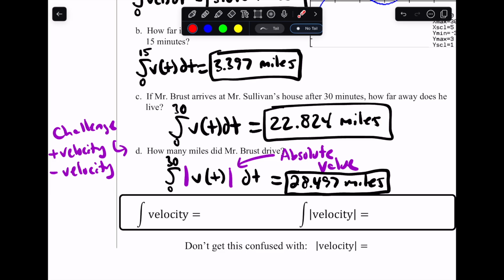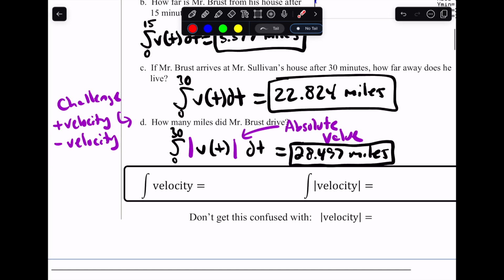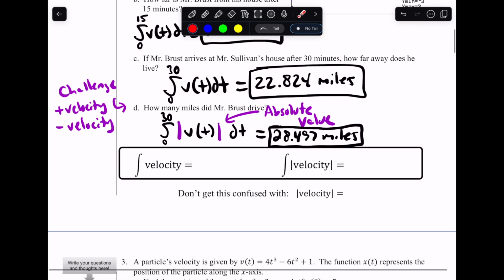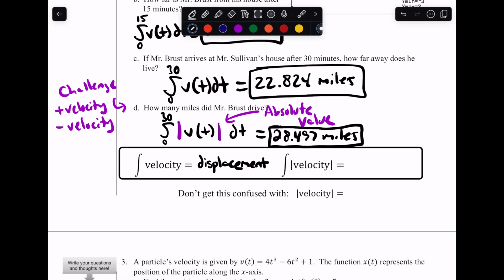So some of that was maybe going back towards the house and double backing, because of roads, all sorts of things it could be. So the big takeaway here: if we integrate the velocity, that's going to be slightly different than if we integrate the absolute value of the velocity. If we integrate the velocity, this is going to give us essentially displacement, like how far away the object ends up from where it started after that time. While if we integrate the absolute value of the velocity, this is going to give us something slightly different, which is the total distance traveled.